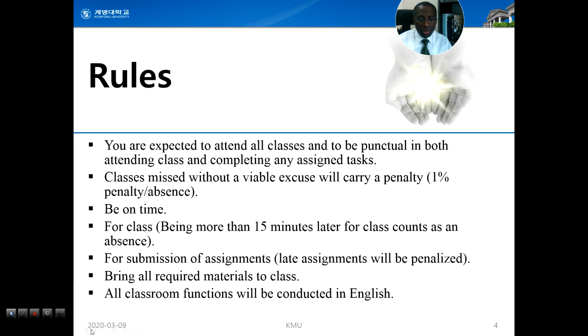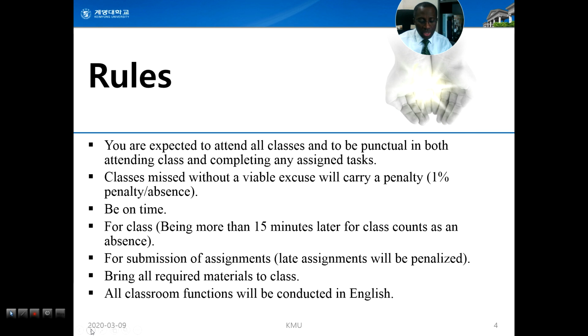All right. For submission of assignments, as I mentioned, late assignments will be penalized. Usually we have a class, for example like today, for 2 weeks, and the following week you don't have a class, so that's the time for you to go through the paper and write your summary. It's very important that when you finally meet, you bring all required material to class, mostly the handouts that I will be sending to the CTL system.